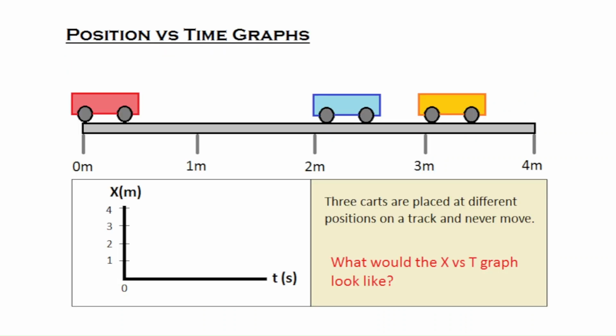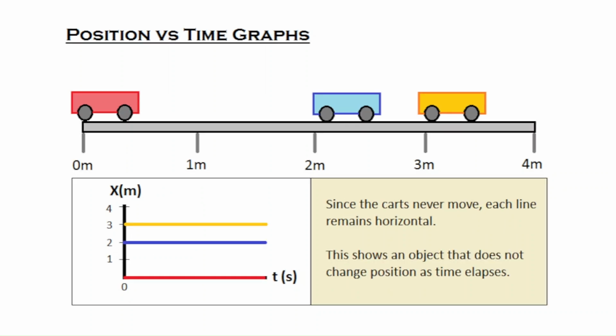Here we're looking at 3 carts placed on a horizontal track. Notice the positions they're placed at, and they are stated to never move. What would a graph of position versus time look like if we were to analyze these carts sitting still over a time of a few seconds? Well, our position scale is the y-axis. I'm starting with 0 at the origin and counting up 1 meter for each tick mark. I'm starting red at 0, blue at 2, and orange at 3. You can see where they're placed. And because they'll never move, these objects will be at their respective positions for the entire time frame. So we get 3 horizontal lines.